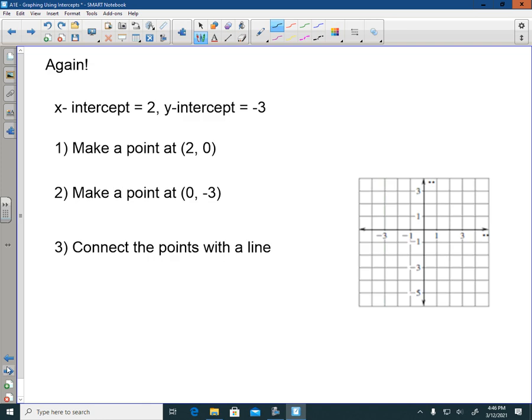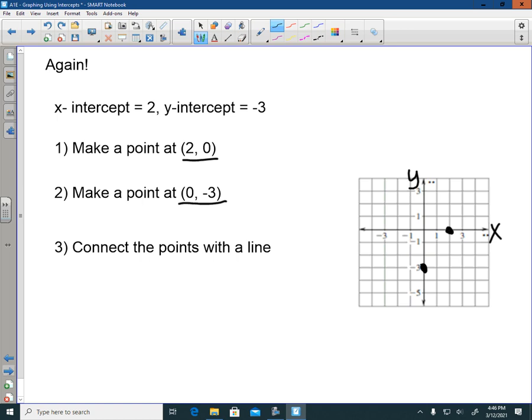Let's do another one. Now we know the x-intercept is 2, and so we know it crosses the x-axis, which is this one, at 2. So here's 2 on the x-axis. That's the point (2, 0). And then we know the y-intercept is -3, so it's going to cross the y-axis, this one, at -3, which is right here. This is the point (0, -3).